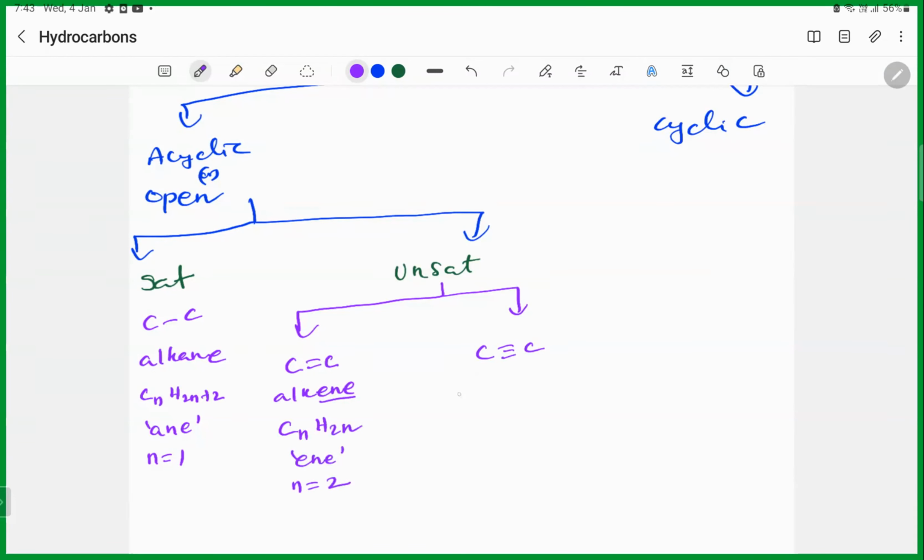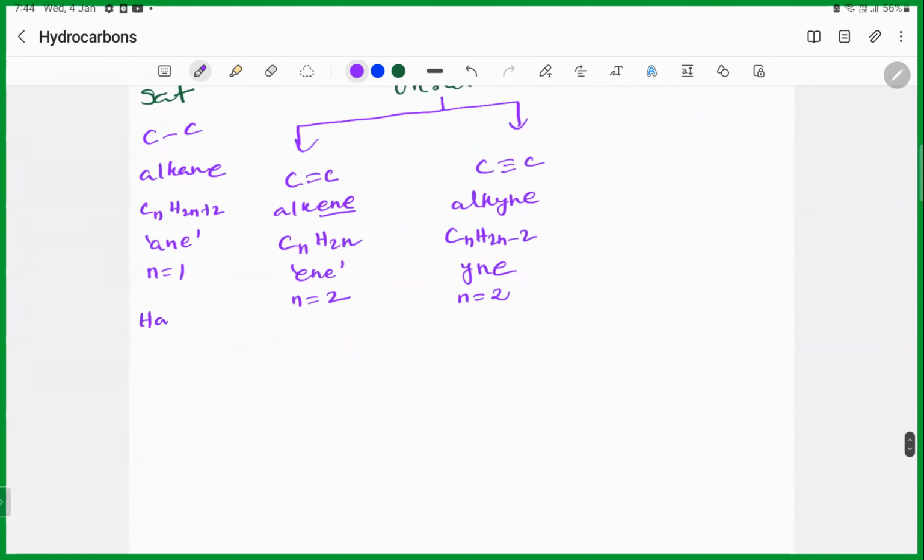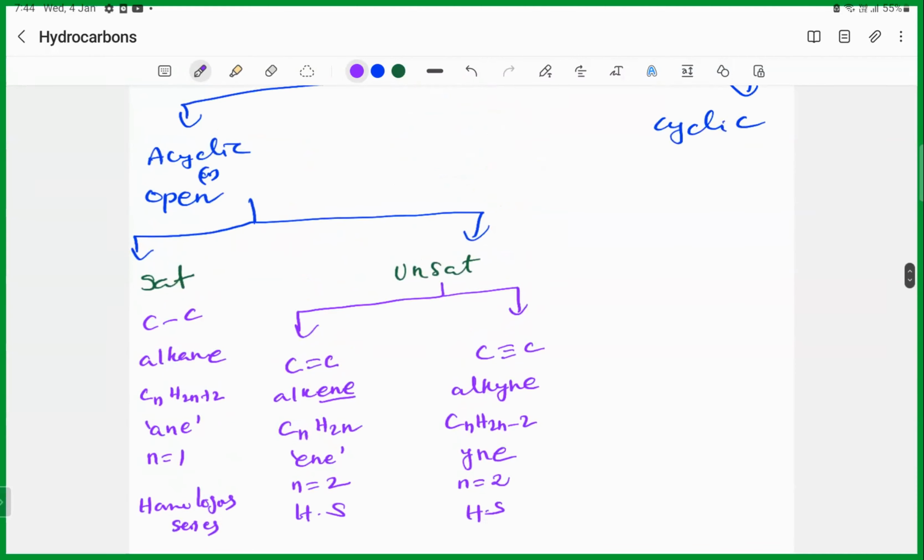Another unsaturated open chain compound is the alkyne. It has the general formula CnH2n-2 and ends with YNE. The n value starts from 2. These are all homologous series, because consecutive members vary by CH2. That's why we call it a homologous series. This is the way by which you can classify the open chain compounds.